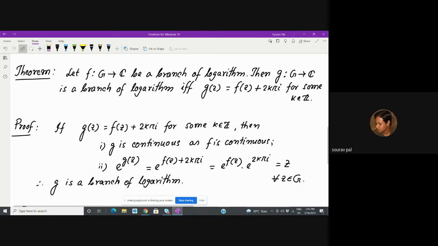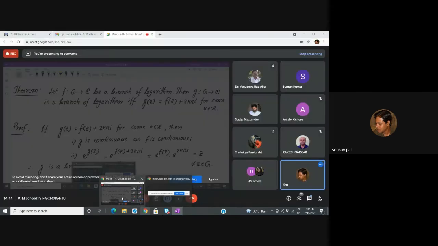A branch of logarithm is always a single valued function. But nevertheless, since it is an if and only if condition, the converse also holds. That means if you choose any k from Z, then fz plus 2k pi i will give you a branch of logarithm. Therefore, the total family is fz plus 2k pi i, where k is a parameter. This is the total family of them. That is exactly what I said.